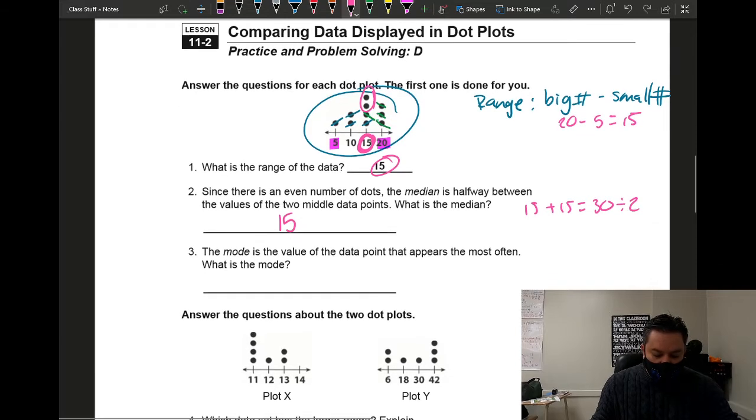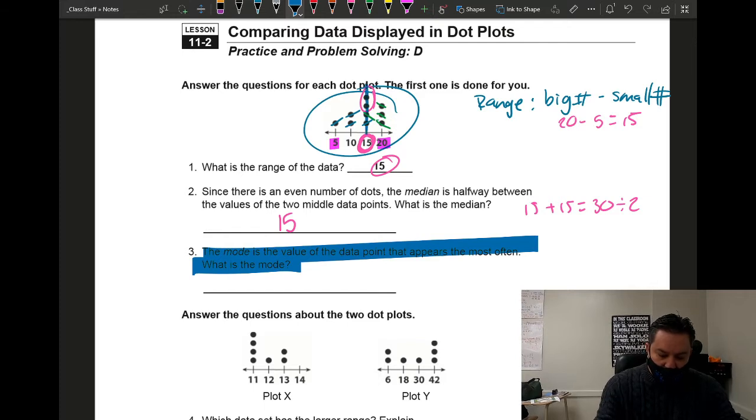What is the mode? The mode is the value of the data that appears the most often. Which number has the most dots on it? In this case, 15. Everything's 15 so far. That easy. The mode is the one that repeats the most, the one that has the most dots. If there's two numbers on the number line that have the same amount of dots, and those are the two biggest ones, then you're gonna write both of them. In this case, it's only 15.